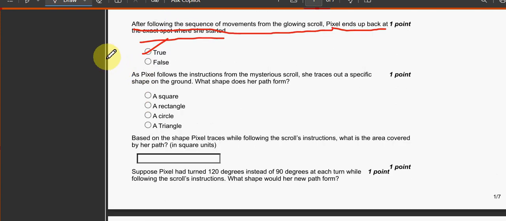Second one. As Pixel follows the instructions from the mysterious scroll, she traces out a specific shape on the ground. What shape does her path form? So for the second question, the first option, a square, is the probable solution.